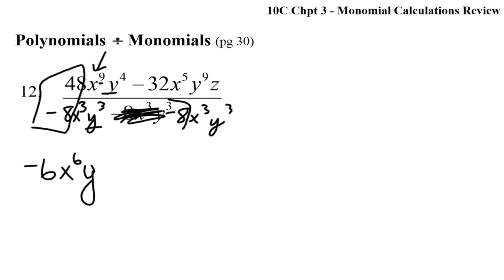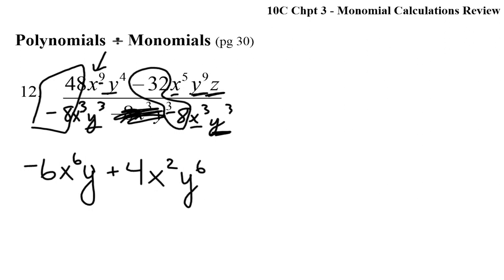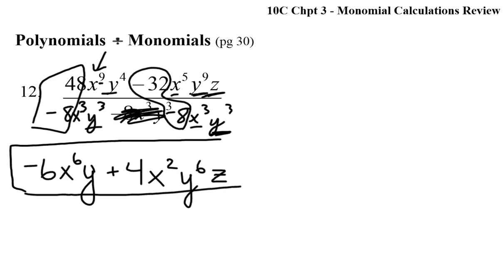We then have negative 32 divided by negative 8, positive 4. x^5 divided by x cubed, subtract exponents, y^9 divided by y cubed, subtract exponents, and z divided by nothing just leaves us with that z. Again, no like terms, two separate terms, we end up with a binomial.